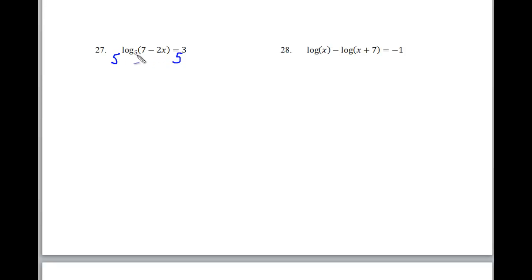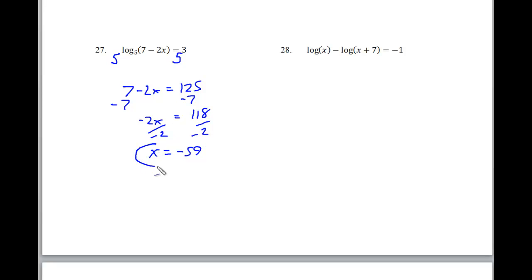The 5 and the log base 5 simplify, so I got 7 minus 2x is equal to 5 to the 3rd power, which is 125. Subtract 7 from both sides, so negative 2x is equal to 118. Divide both sides by negative 2. x is equal to negative 59. And normally we would look for answers that became negative, because you cannot have a negative log, but if I plug that negative 59 back into my problem, the minus 2 times the negative 59 would make a positive number, so this actually works as our answer.